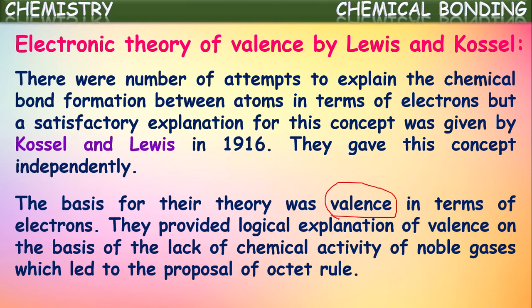They provided a logical explanation of valence on the basis of the lack of chemical activity of noble gases, which led to the proposal of the octet rule. They studied the electronic configurations of these noble gases, which we call stable elements. They are not at all participating in bond formation. So they studied these electronic configurations and understood why those elements are highly stable and least reactive. Based upon that, they gave the proposal of the octet rule.